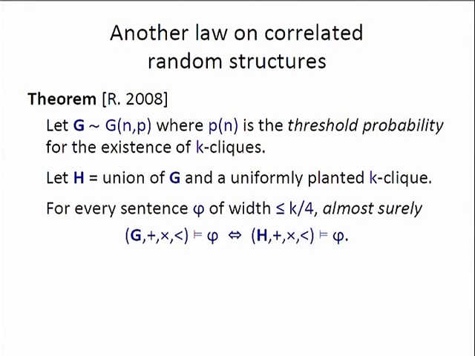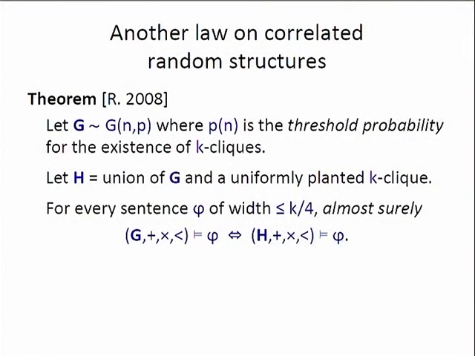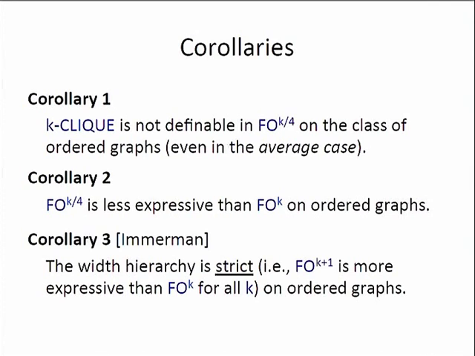But what I showed is that if you have a sentence phi of width at most k over 4, then almost surely G satisfies phi if and only if H satisfies phi, even if you're allowed to talk about arithmetic on the vertices of G and H. So I'm trying to make an analogy with other correlated 0-1 laws from before, but here this applies to not all first order sentences, but just first order sentences up to width k over 4.